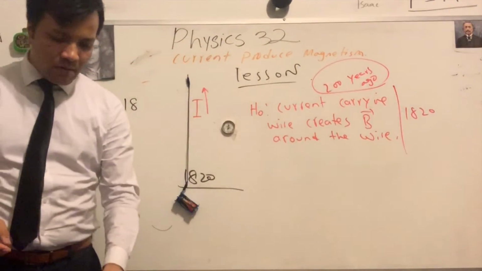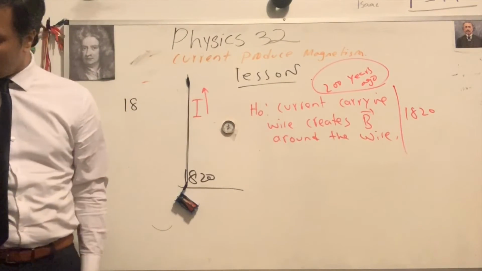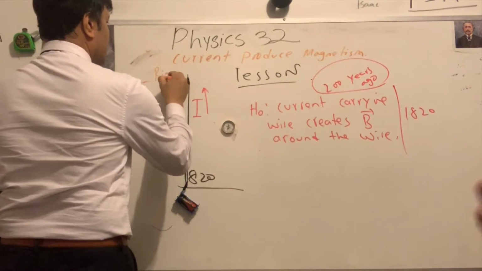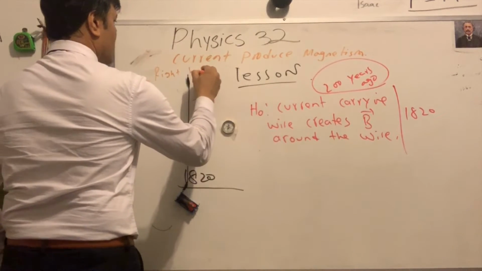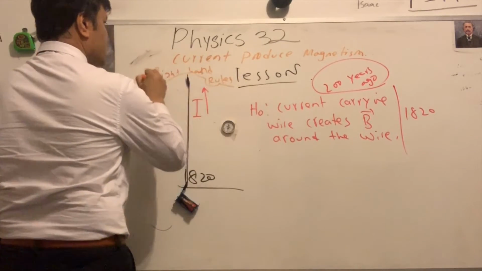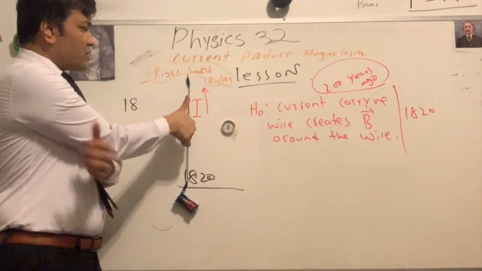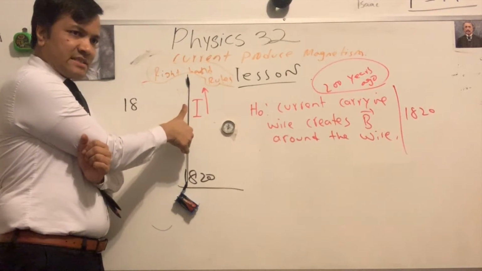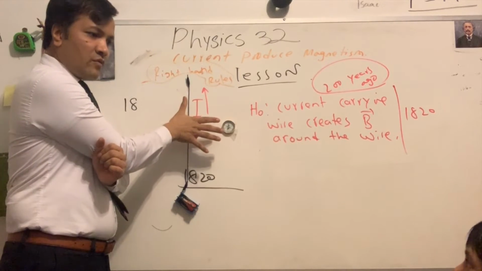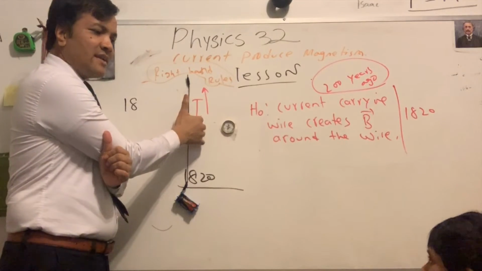Anyway, now we have to find the direction, and to find the direction, we use the right hand rule. Get your right hand ready. Do you have a thumb? You put your thumb in the direction of the current. And do you have fingers? How many fingers? Four. And you curl your fingers around the wire.